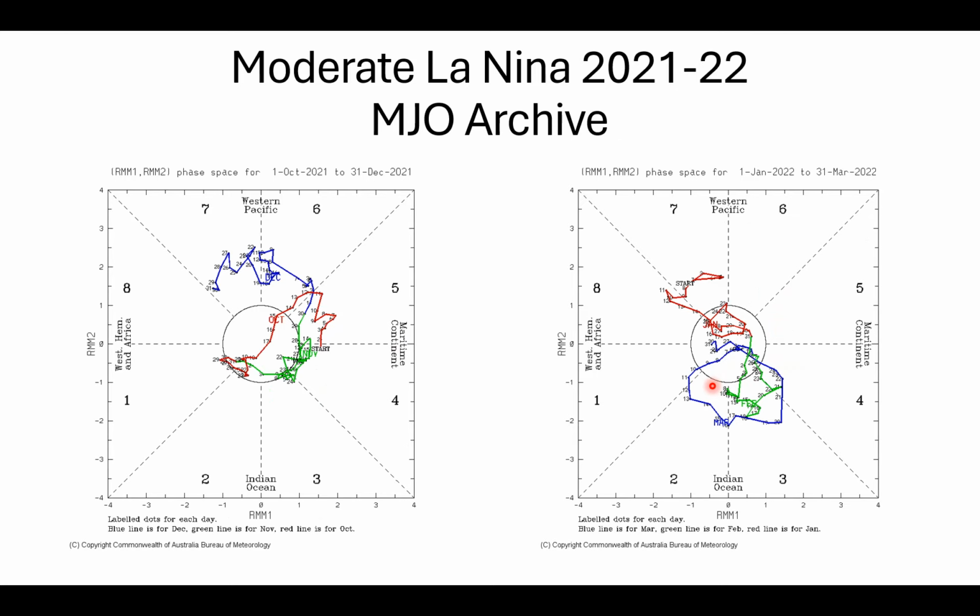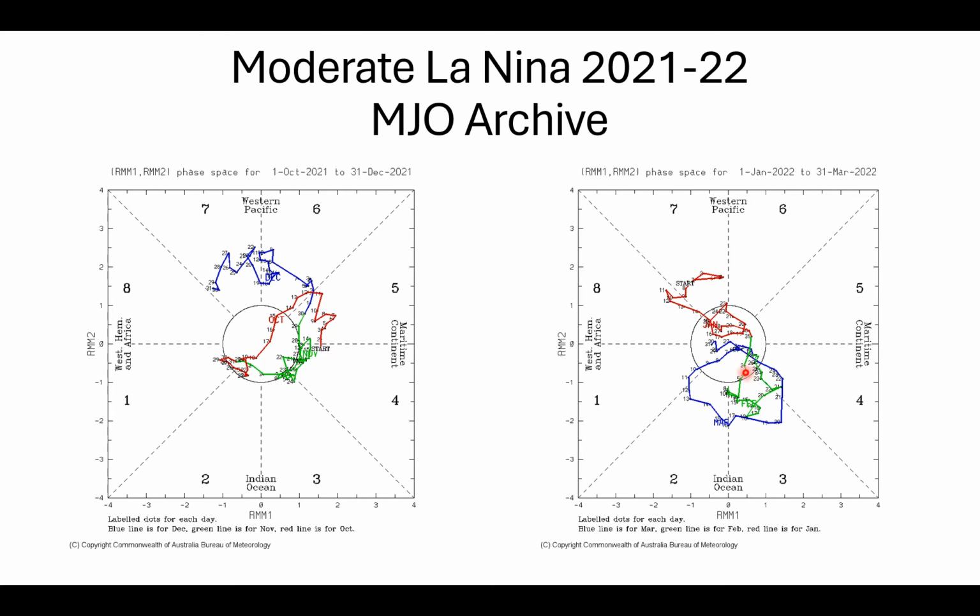What about the moderate La Nina of 21-22? October through December is on the left here, showing the MJO got a little bit stronger, this blue line in the month of December of 2021, going into phase 6 and phase 7, convection, enhanced rainfall across the tropical Western Pacific. And then over here on the right, the months of January 2022 to March of 2022, we did see some changes in the MJO these months.